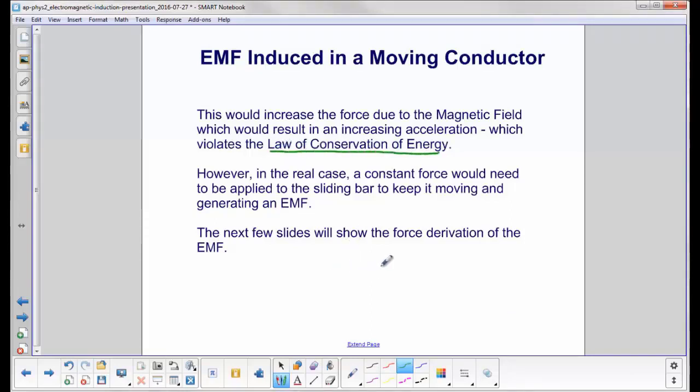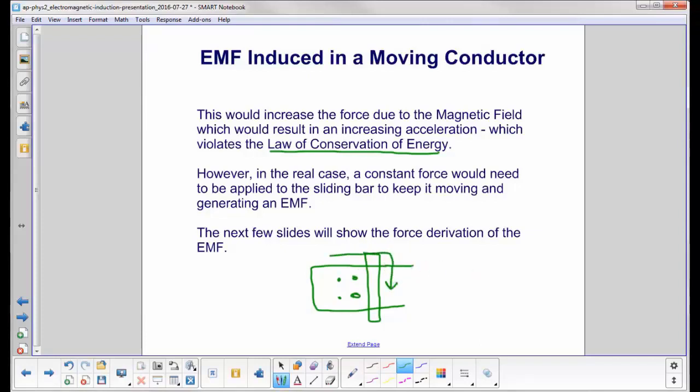So let's look at what's really happening here. Here's our loop, here's our bar, and it's in an external magnetic field like this, and we said it's going to generate an EMF that will have a current flow down like this through the bar.